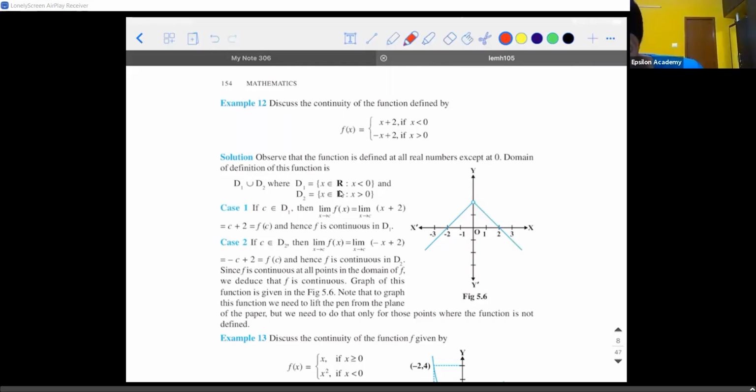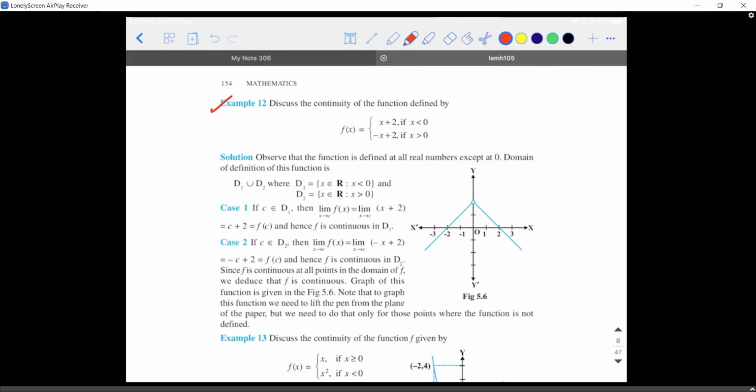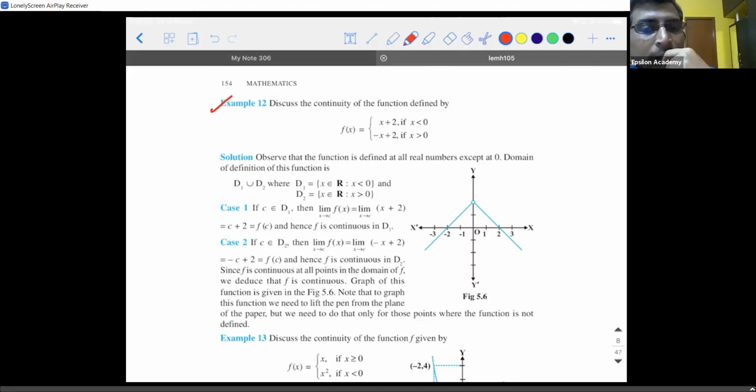Listen. So we'll do the 12th problem. Discuss the continuity of the function. Did we complete this? No, right? No, sir. Okay. Discuss the continuity of the function defined by f of x is equal to x plus 2 if x is less than 0, minus x plus 2 if x is greater than 0.